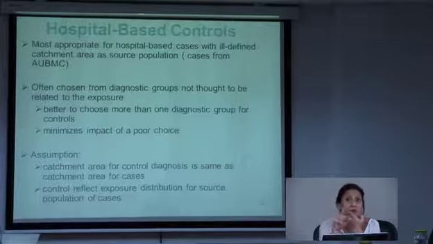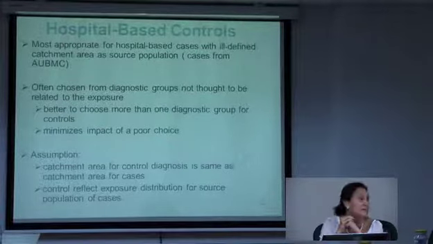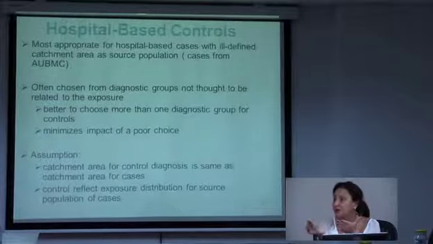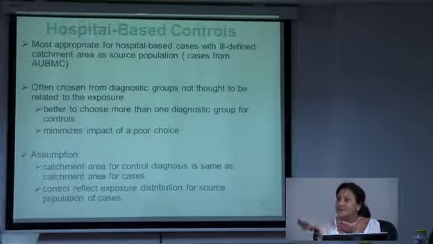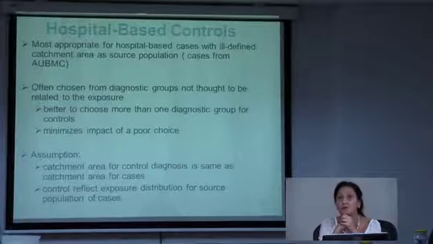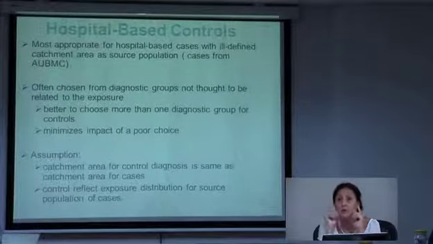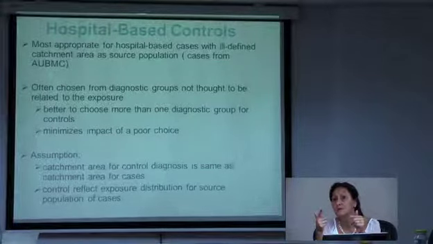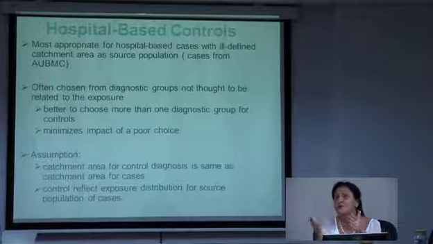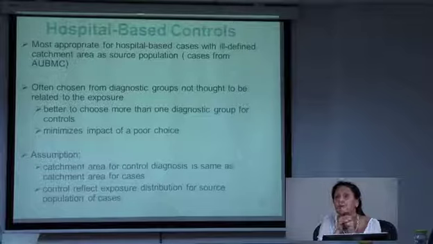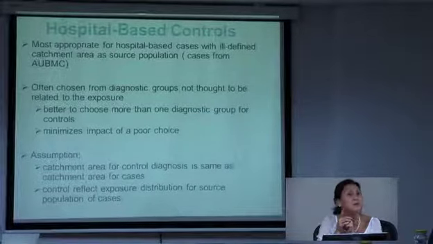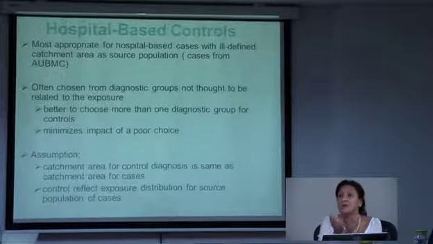Second, controls are often chosen from diagnoses not thought to be related to the exposure. This is something that I discussed, did you get me? So pick another disease group we know is not related to smoking, if we're doing smoking. And then the assumption: we always have to assume that those people who come for other diagnoses also come from the same catchment area as the cases, and controls reflect the exposure distribution of the source population. These are assumptions. Do you think we can verify this assumption? You can verify this assumption.